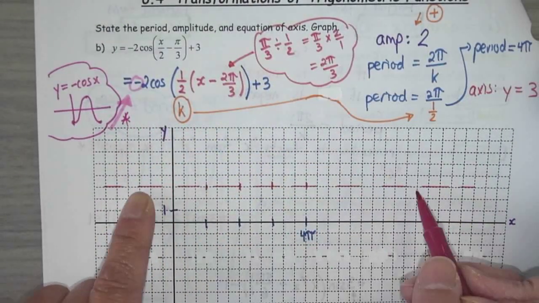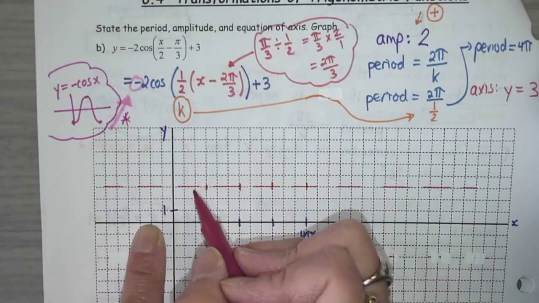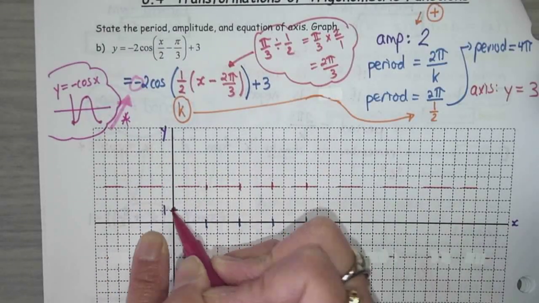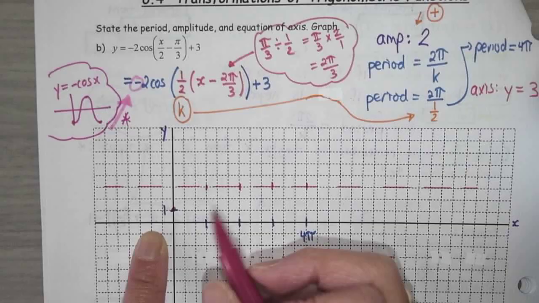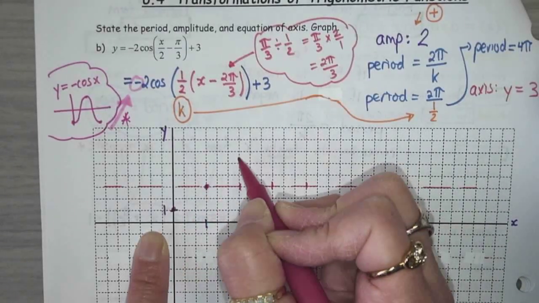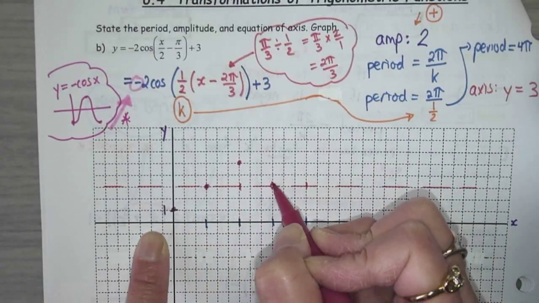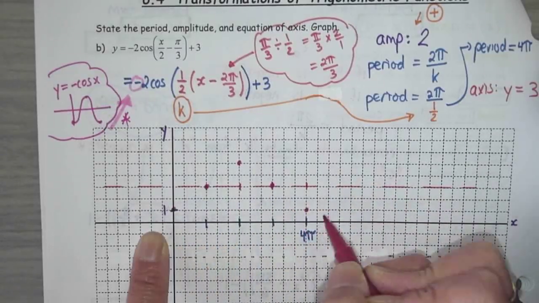So this is my new axis. It is 2, so from here I'm down 2. Then I go up 2, back down, and down here. So that's my cycle.